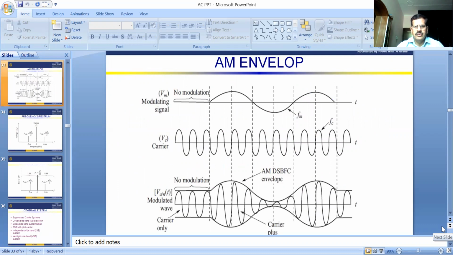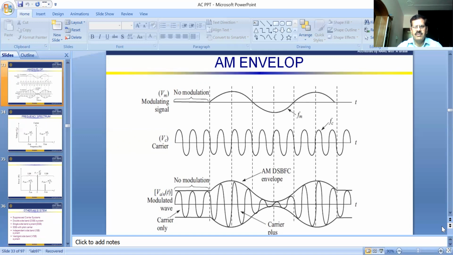Now you see in this slide there are different AM envelopes or different types of waves. There are a total of 3 waves. The first wave shows the modulating signal or baseband signal, which has a low frequency or audio frequency. The frequency range of the audio or modulating frequency is hertz to kilohertz, or a maximum of 3.5 kilohertz. The second wave shows the carrier signal.